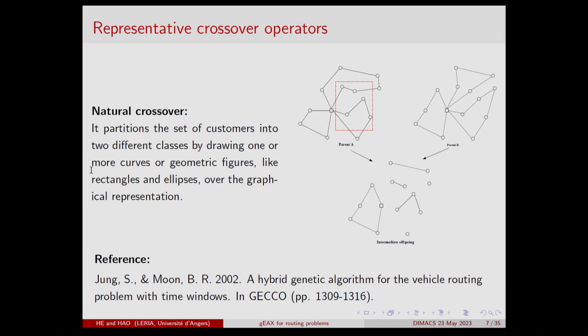There are some representative crossovers for CVRP and its varieties. The first one is a natural crossover. Look at these two solutions, parent A and parent B. In parent A, we can use the rectangle to copy some edges. We can easily find these three edges are copied into the intermediate offspring solution. In the next step, we try to construct a favorable solution based on this structure.